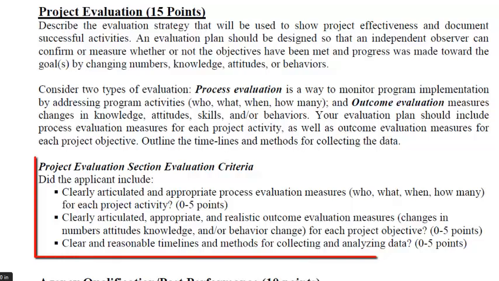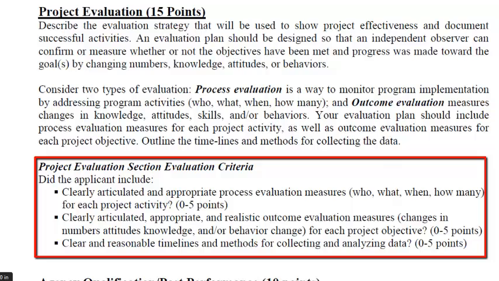The evaluation criteria seem pretty simple, though you'll see that it's a little harder to think through unless you have some structure to it. But in general, this is what we have to do. We have to clearly articulate the appropriate process evaluation measures, so who, what, when, where, how many for each project activity. And this is going to mean the major project activities, not the sub-activities and not the tasks that you may be putting lots of detail in there. You don't need to include everything, but for your major activities.